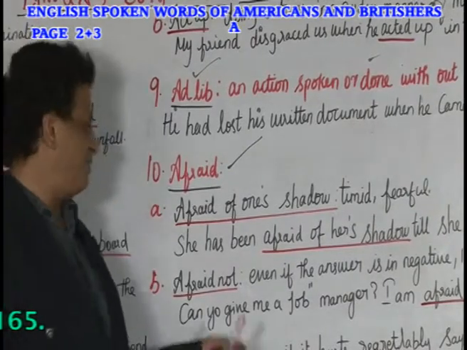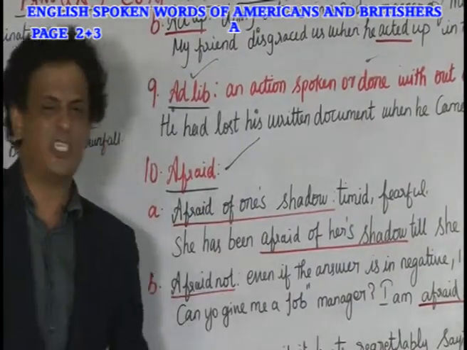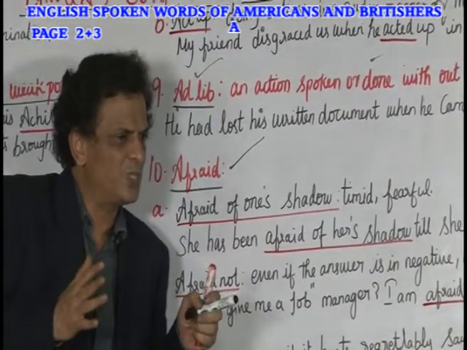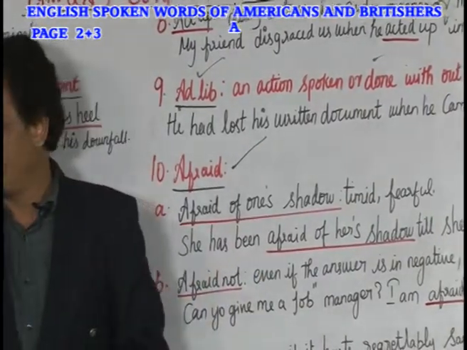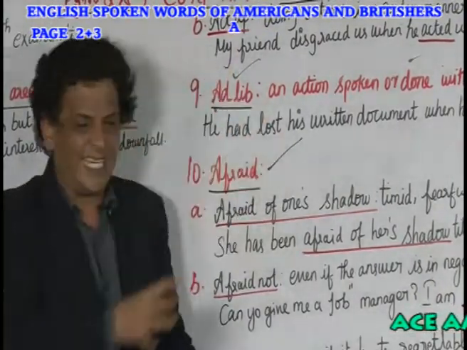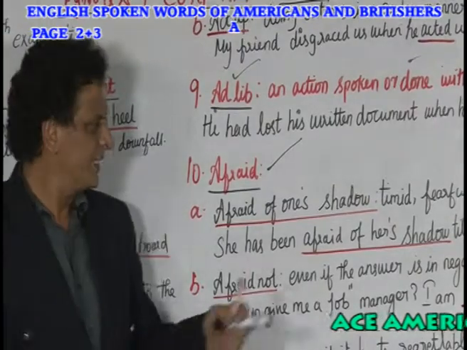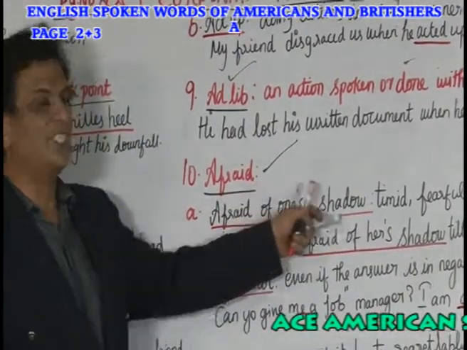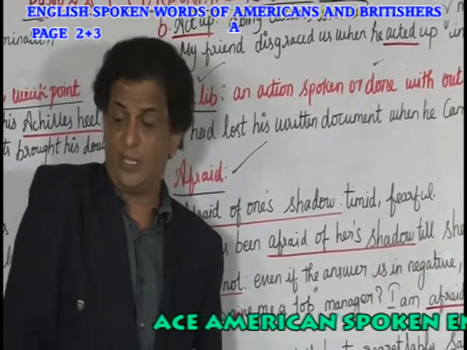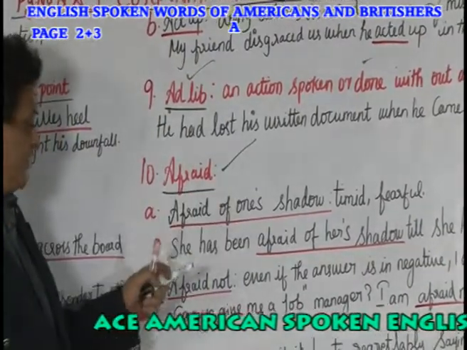Okay, here, what do you mean by that? Afraid of one's shadow means what? Timid. Timid means what? A person who is very fearful. That is called timid. He is a timid guy. He is fearful. So afraid of one's shadow means, see, my shadow is there. I am afraid of my shadow. Even of my shadow, I am fearful. That means he is a very fearful person.